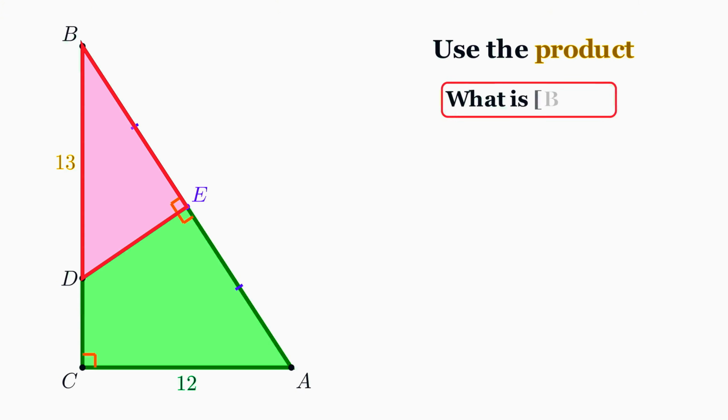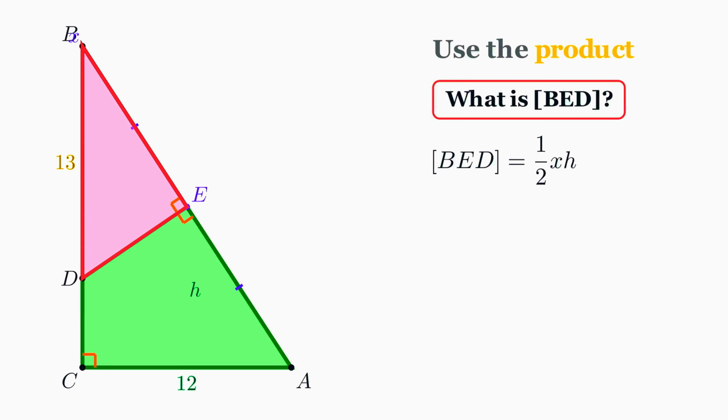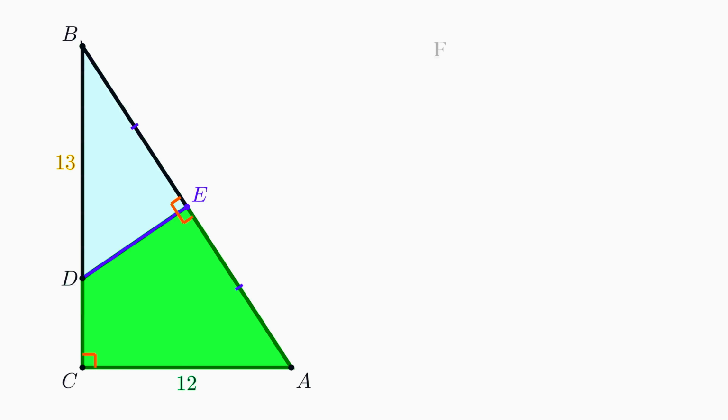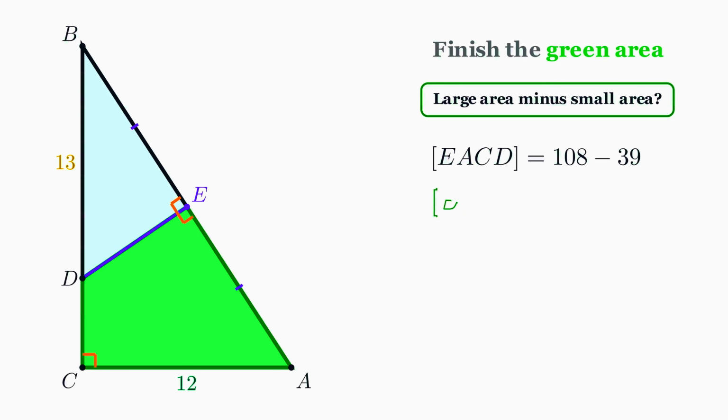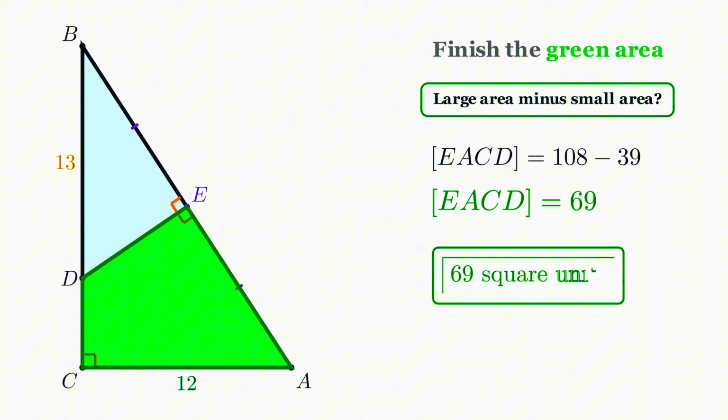Triangle BED has base x, height h, so area is one half x times h. Using x times h equal to 78, the area is 39 square units. The green quadrilateral is the large area minus the small one. 108 minus 39 equals 69. So the area of quadrilateral EACD is 69 square units.